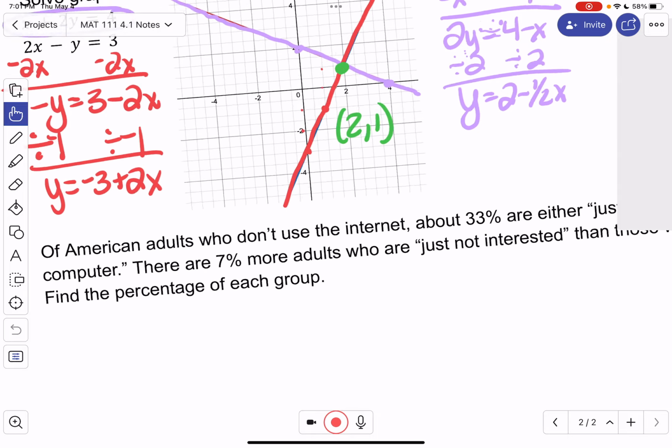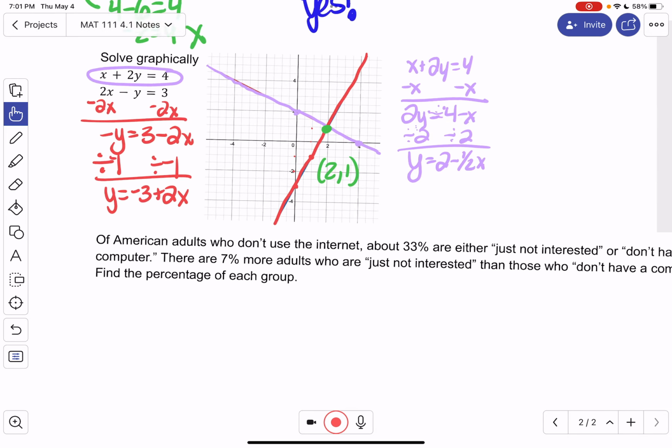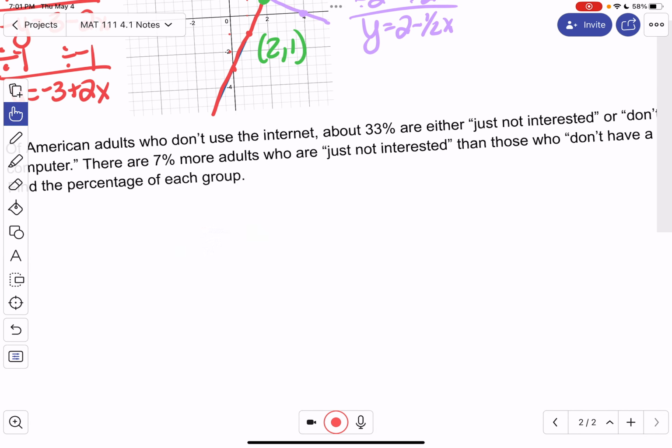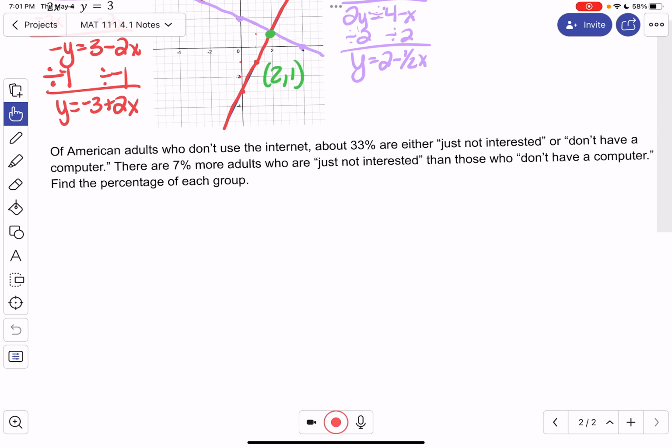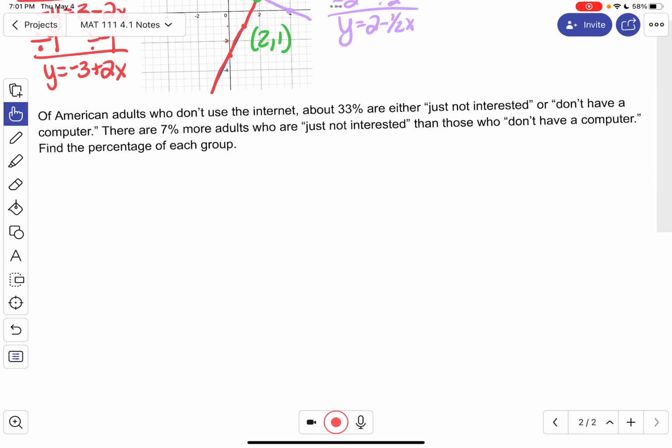Get rid of that. Okay. Word problems. I don't know what I did. Shrink.